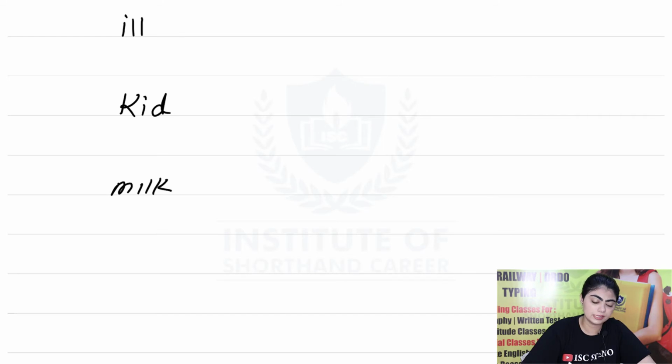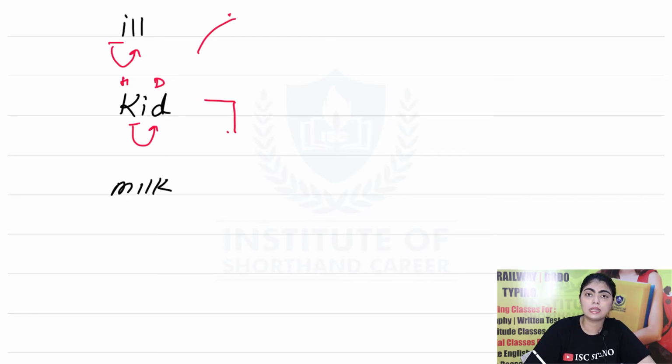Now the next word is ill. I is coming on L's third place. That means L like this and a light dot over here. This is ill. Next is kid. K and D, K horizontal, D downward, make it above the line like this. I is coming on D's third place, that means over here. This is kid.